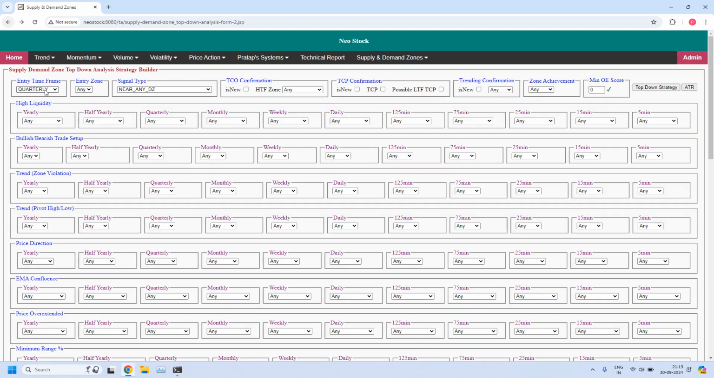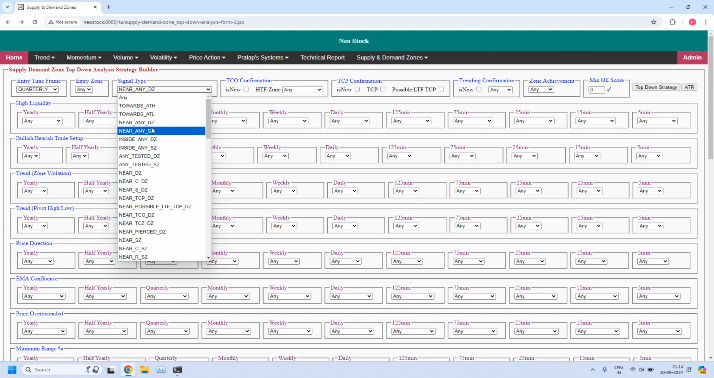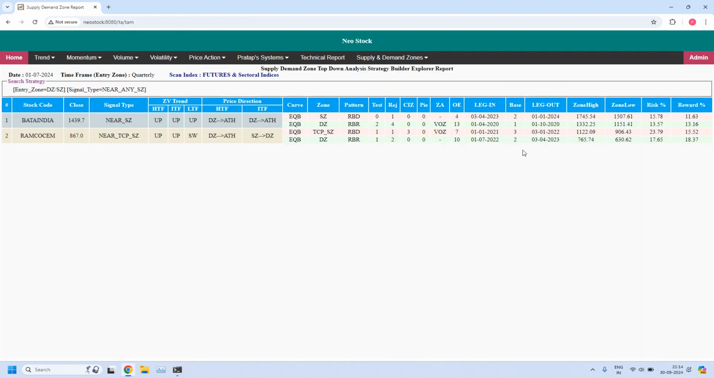The next report for quarterly time frame, let us find the stocks near quarterly supply zone. Two stocks are filtered near to the quarterly supply zone.